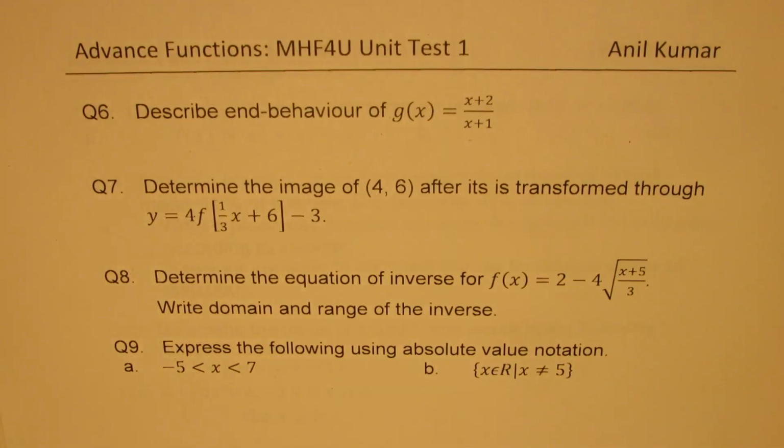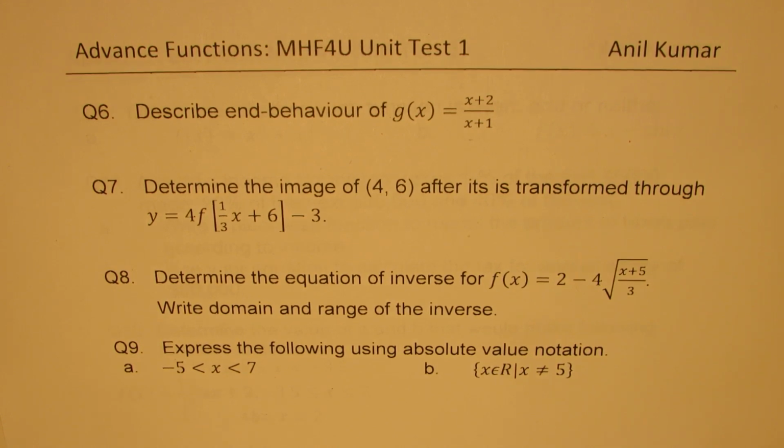Question number 6. Describe end behavior of g of x equals (x plus 2) divided by (x plus 1). End behavior is what happens when x approaches positive infinity and what happens when x approaches negative infinity.